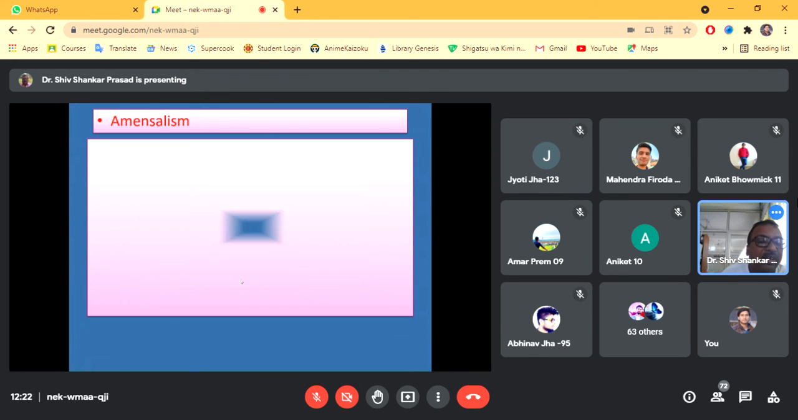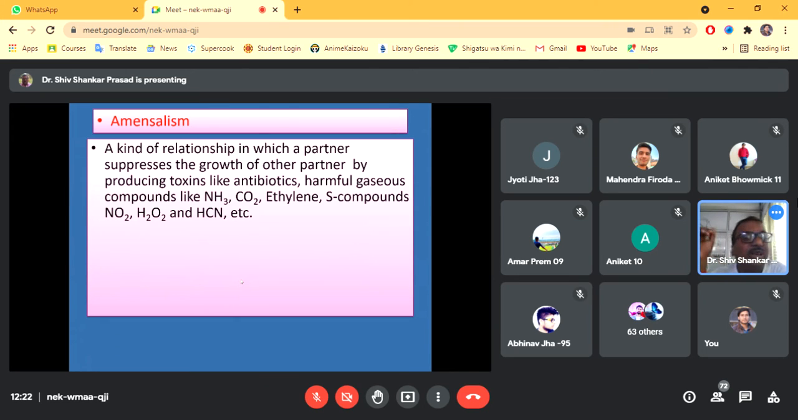Then amensalism. Amensalism is a kind of relationship in which a partner suppresses the growth of the other partner by producing toxins like antibiotics, and harmful gaseous compounds like ammonia, carbon dioxide, ethylene, sulfur compounds, nitrous oxide, H2O2, hydrogen cyanide, etc. So in this case, one species can suppress the growth of another group of microorganisms by producing certain types of chemical compounds, certain types of antibiotics.